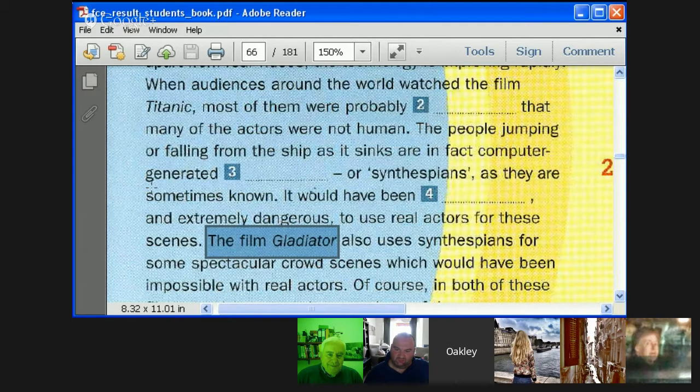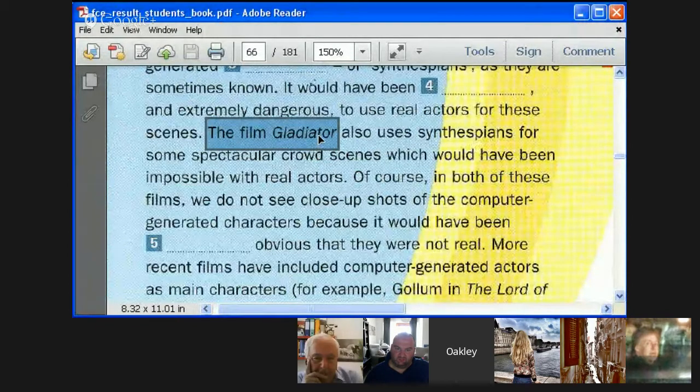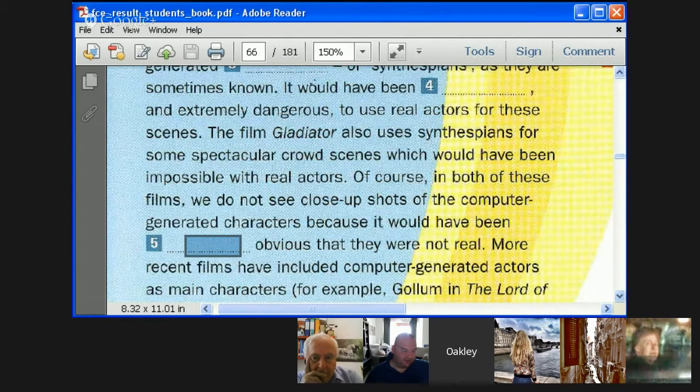The film Gladiator. The film Gladiator also uses synthespians for some spectacular crowd scenes, which would have been impossible with real actors. Of course, in both of these films, we do not see close-up shots of the computer-generated characters because it would have been blank obvious that they were not real.